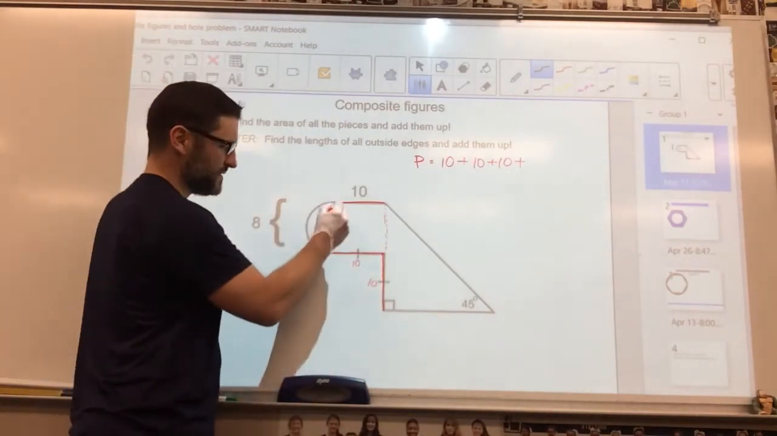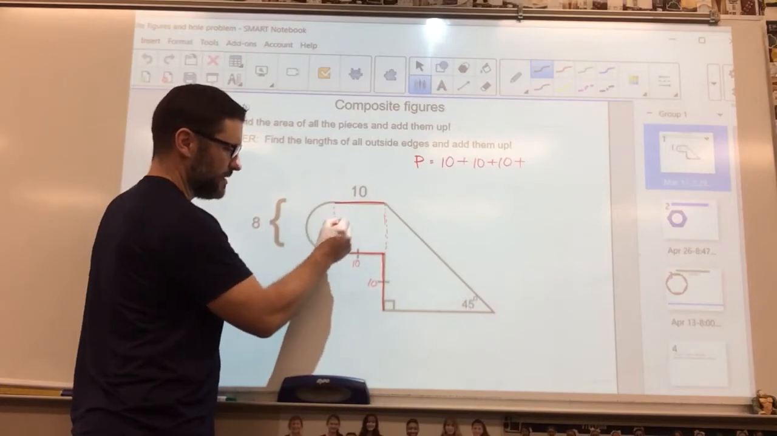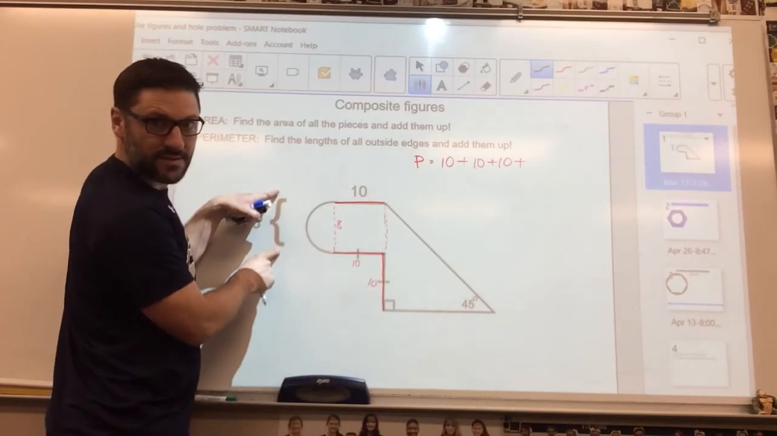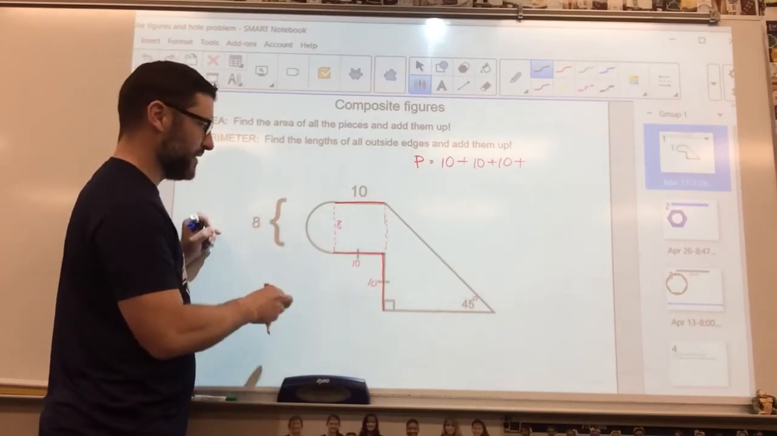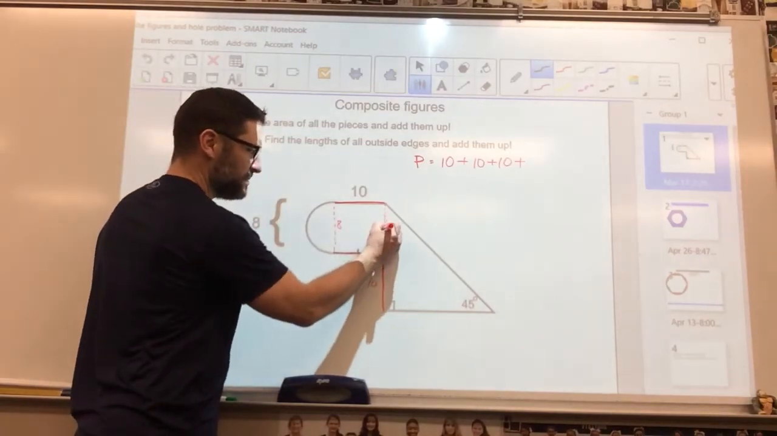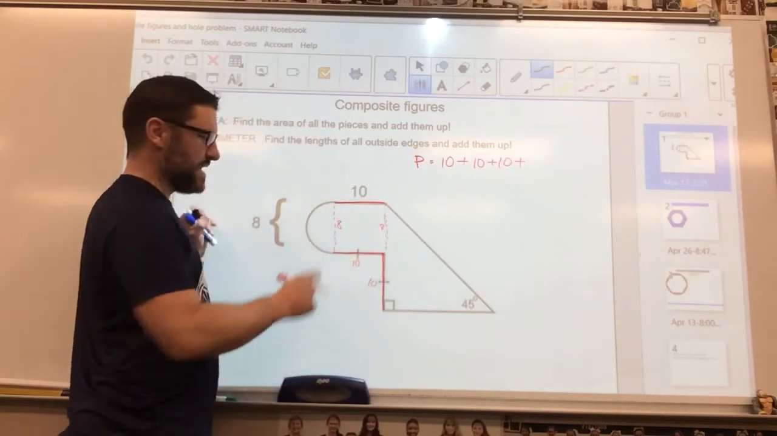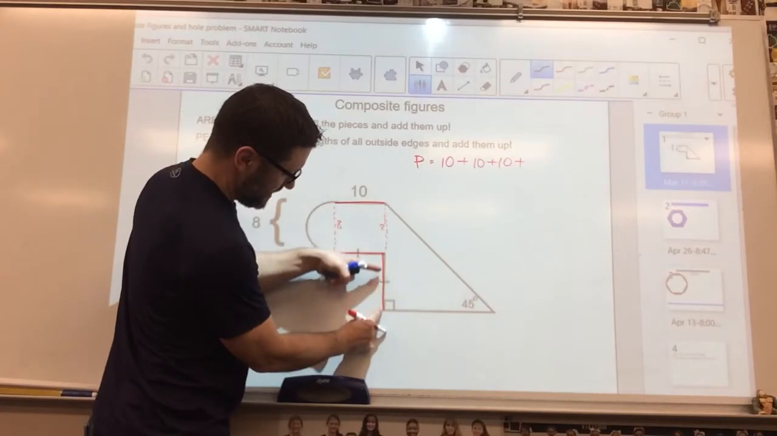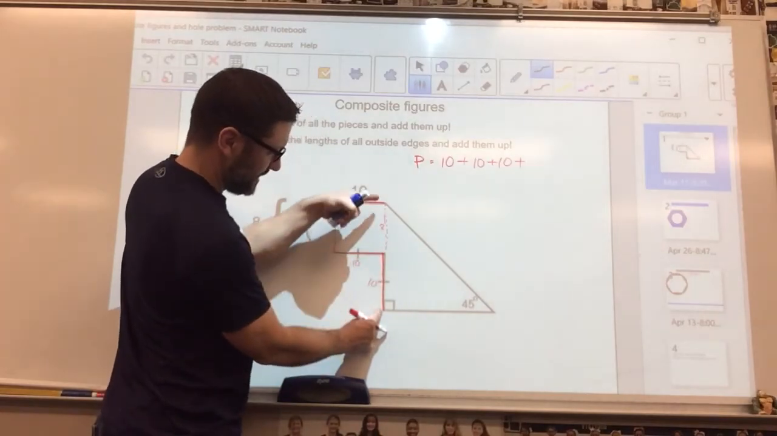But I notice here, I got this dotted length here. That would be 8 because it's 8 across the circle. That's what that bracket there is showing me. So that tells me this is 8. And I'm not going to use 8 for the perimeter because it's on the inside. But that makes this 18.